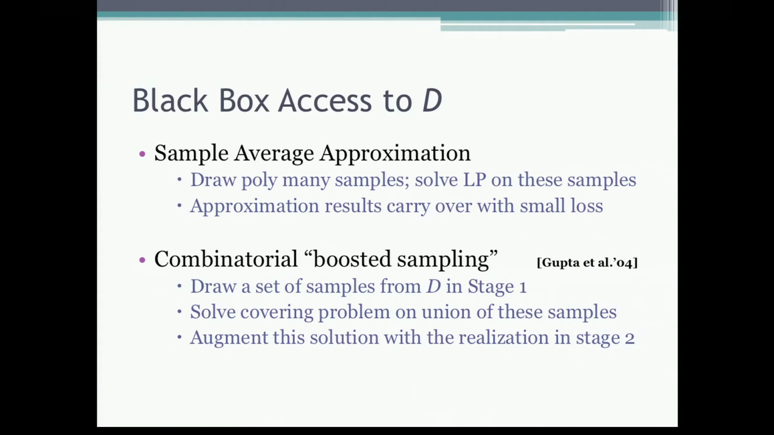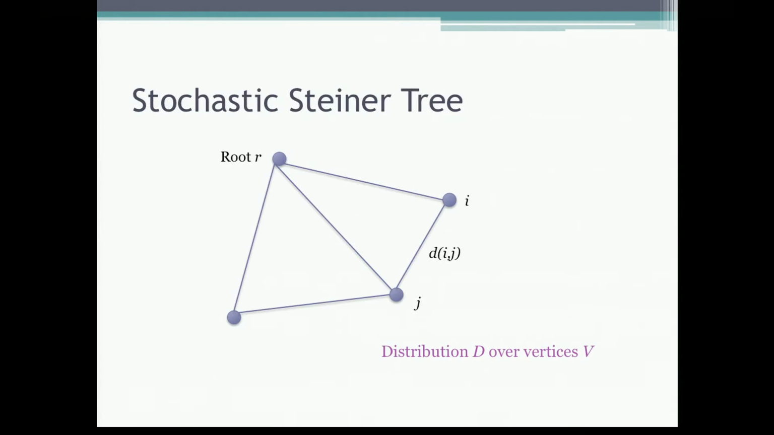And this kind of stuff works not only for vertex cover, but for many other kinds of covering problems. So a slightly different problem for which we can again do sampling, and this time without using an LP, is something called stochastic Steiner tree. So again, you have a root R, and you're given this graph, and you have some distances d_ij in this graph.